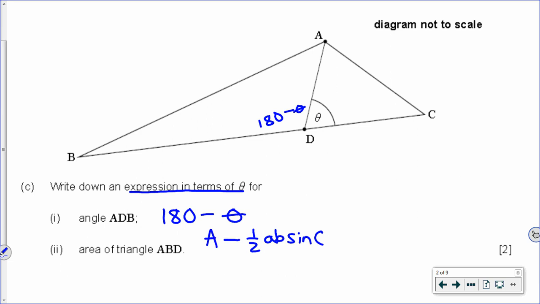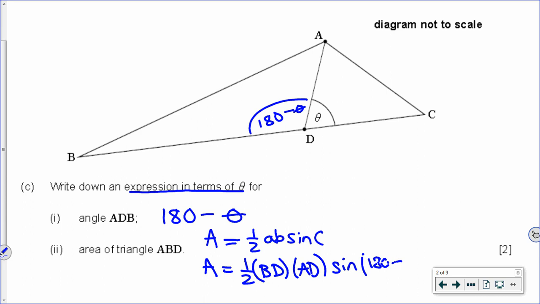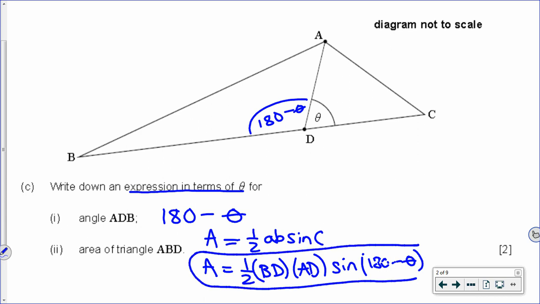Area equals, we can use any two sides of the triangle and the included angle. Since we want this thing to be in terms of theta, we're going to use this angle, which means the sides would be BD and AD. So we can say area equals 1/2 BD as one of the sides, AD, and then sin of (180 minus theta). And that's sufficient for this question. That's really all it's asking, is that we know how to fill in an area formula using the pieces of this triangle. And we're going to need it in the next part of the question.